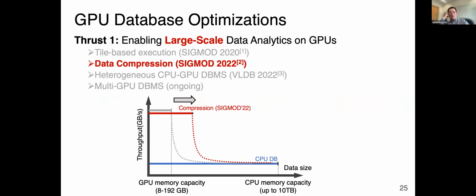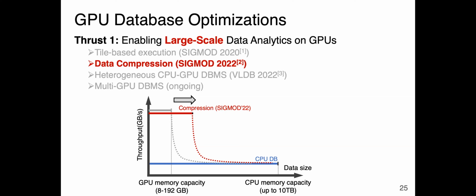Okay, so that is the Crystal library, and the focus here is to make GPU kernel processing really, really fast when data does fit into GPU memory. But then the more challenging question is, what if the data does not fit in GPU memory?